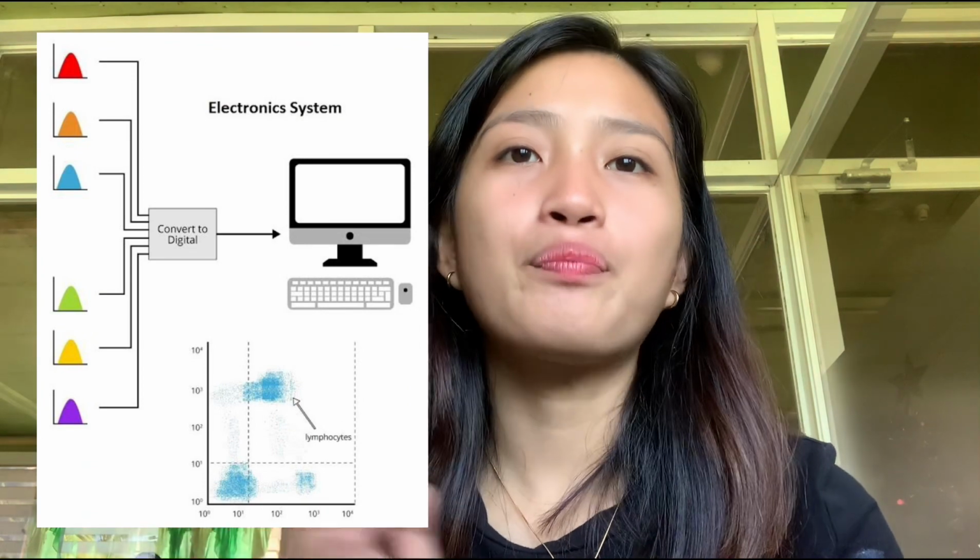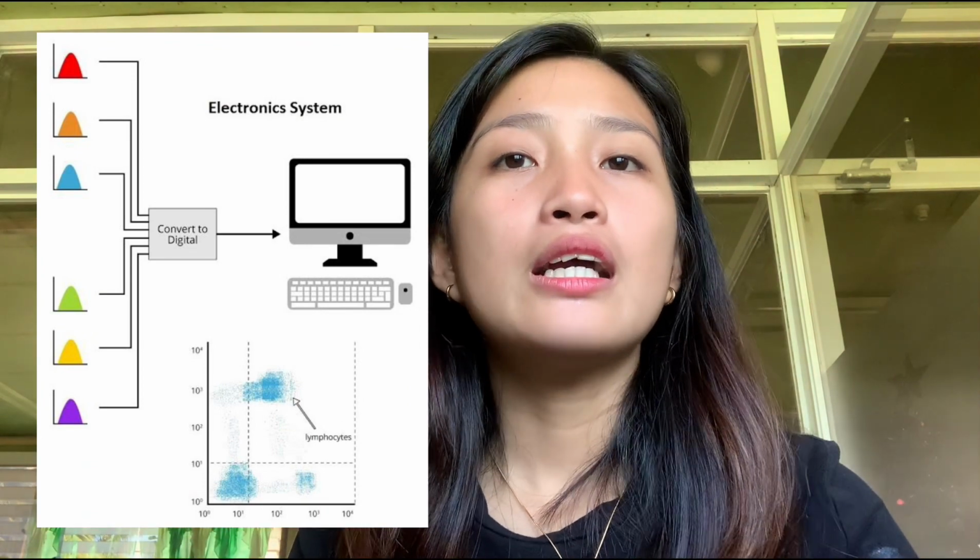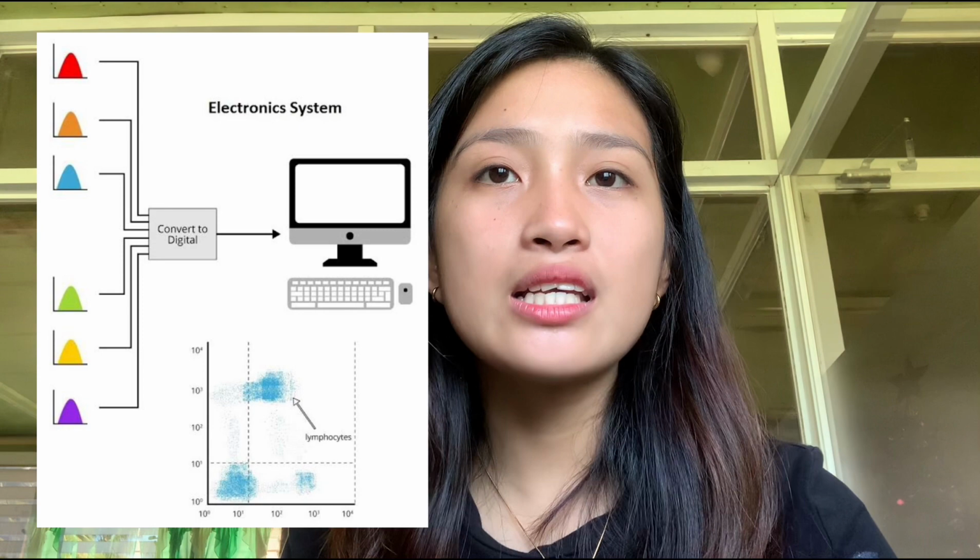Now lastly, let us talk about the final component of a flow cytometer, the electronics system. In a flow cytometer, the electronic system is responsible for digitizing and processing the photocurrent from the detector and saving it for subsequent analysis. During this stage, the electronic system is going to analyze and gather data.